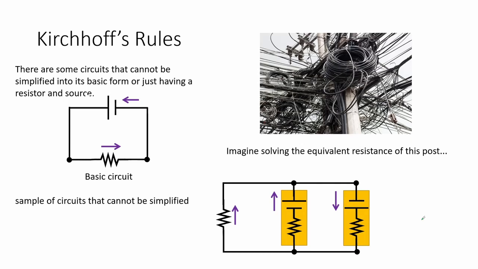Kirchhoff rules. There are some circuits that cannot be simplified into their basic form of just a resistor and a source, which means they cannot be reduced into either series or parallel connection. A sample of a circuit that cannot be simplified is shown here, where we have two EMF sources that are oriented in the opposite direction of the flow of current, as indicated by the batteries' orientation. For this type of problem we apply Kirchhoff rules.